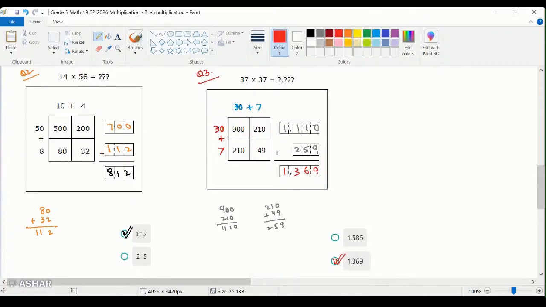Please try the remaining questions. Okay. We are done with 3 questions. There are a total of 12 questions. Try doing the remaining 9 so that you have a better idea of the topic.